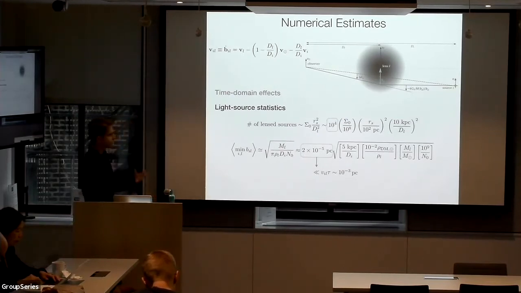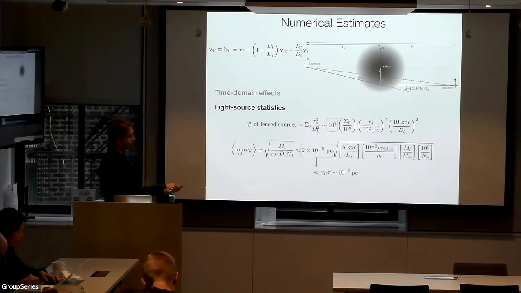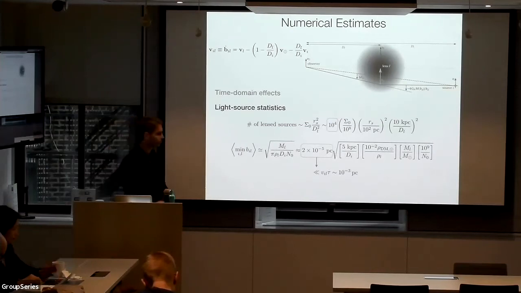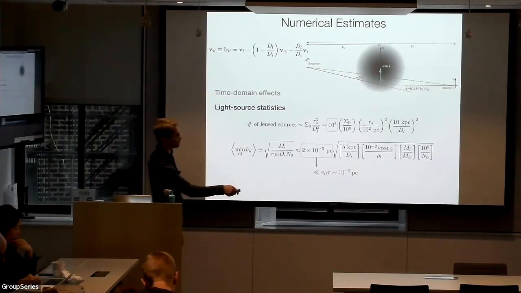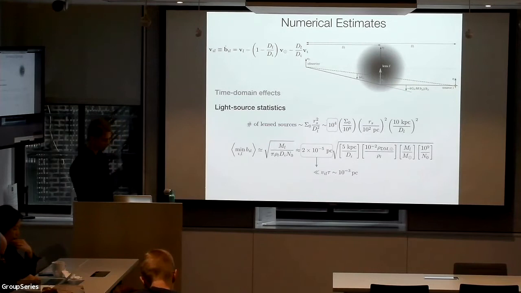And likewise, if you want to look for these blips, you require that the impact parameter is much smaller than the path traveled by the lens. And indeed, because you have many stars in the Gaia survey, you occasionally find very small impact parameters. So these blip motions do occur, for example, for lens masses of order of a solar mass that only make up a tiny fraction of the dark matter density.